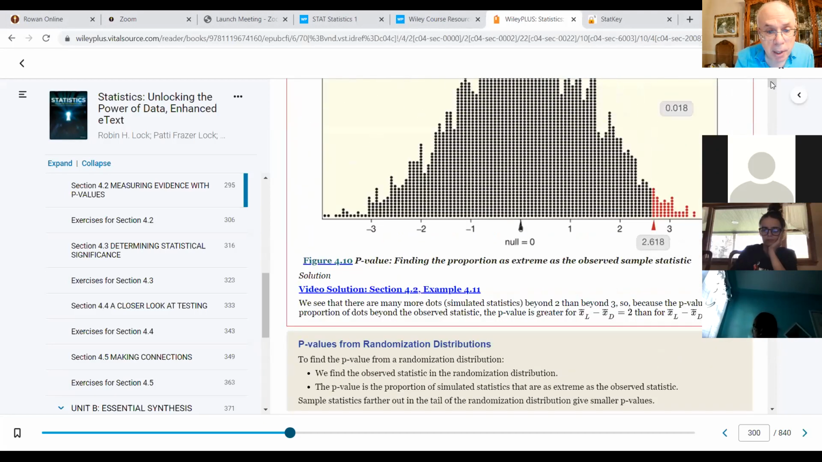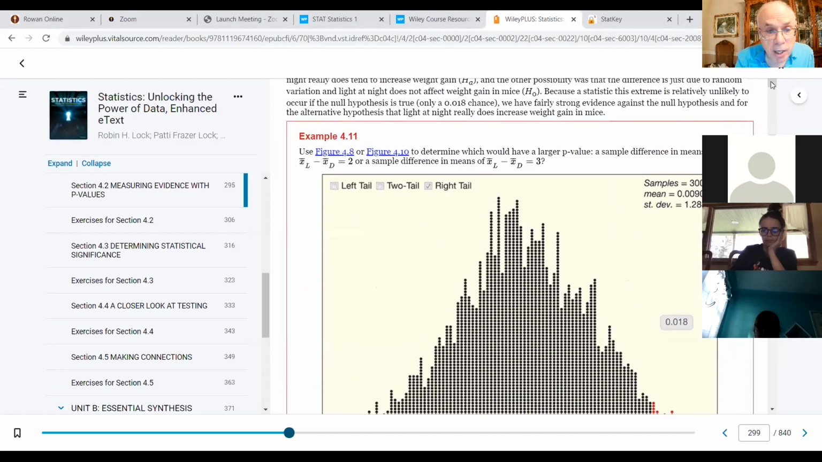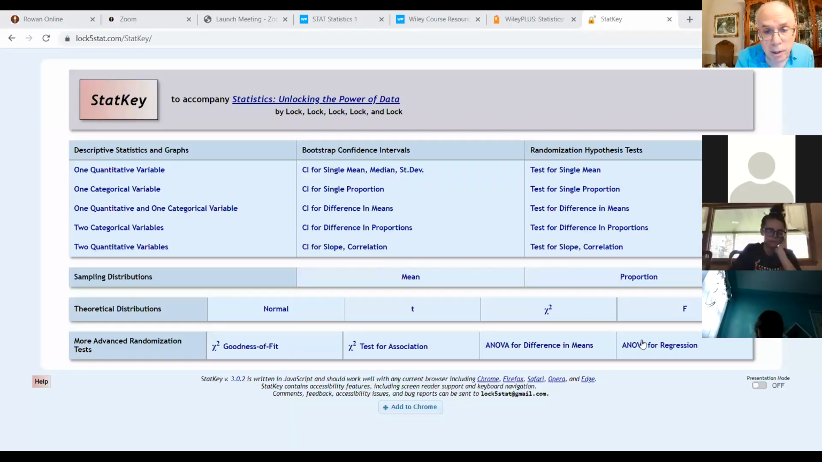So let's actually find this. Actually, what I'm going to do is go into StatKey and show you this particular case. Just give me a second here. I'll stop sharing. And we go into StatKey. All right. There we go. All right, so there's StatKey.